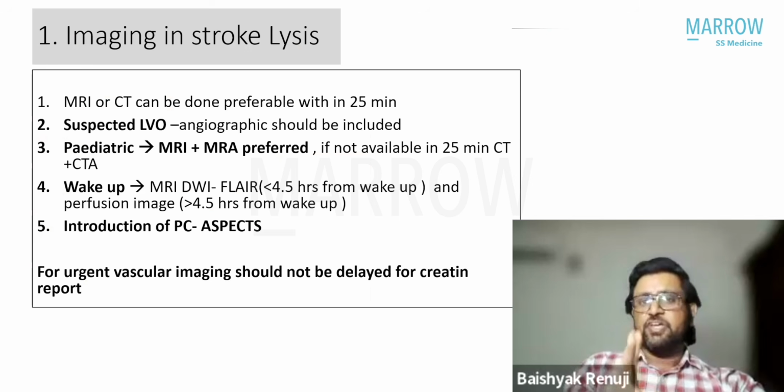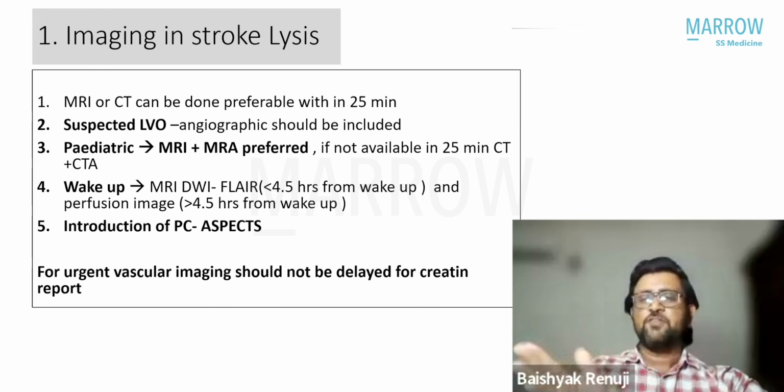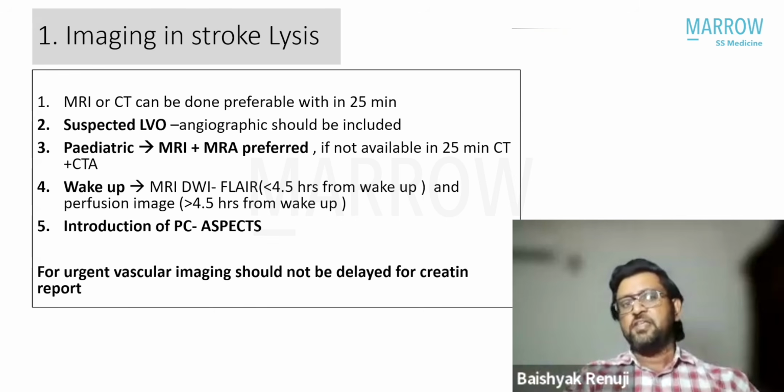Another thing is wake-up stroke. These are two scenarios where MRI is a must. So in pediatric, MRI is preferred if you can do it within 25 minutes. If you cannot do within 25 minutes, you go with CT. Again, a lot of mimics are there. Wake-up stroke, MRI diffusion FLAIR mismatch within 4.5 hours. More than 4.5 hours up to 9 hours, go with perfusion imaging from wake-up. So if the patient wakes up, within 4.5 hours from wake-up, you go with MRI diffusion. Posterior circulation ASPECTS has been introduced. The major thing is in imaging in thrombolysis.